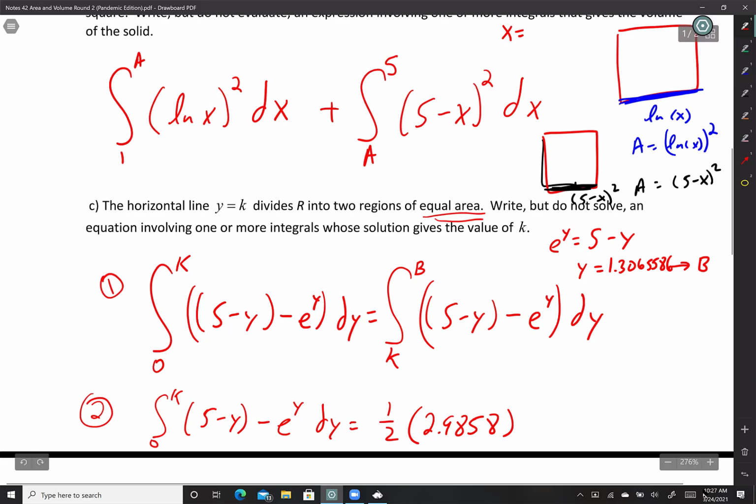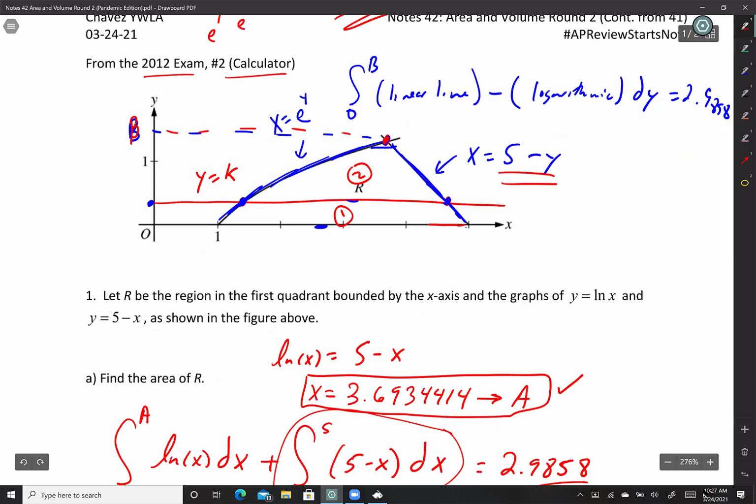Oh, because I'm integrating with respect to y, not with respect to x. So, yeah, I'm adding up all these areas. Look, I'm moving right to left. What is the y value on the x axis? 0. And then I keep going up, up, up until I reach this line that it's supposed to be cutting my region 1 and 2 into equal pieces. What is that y value at that line? k.